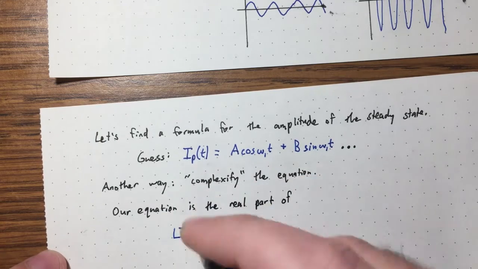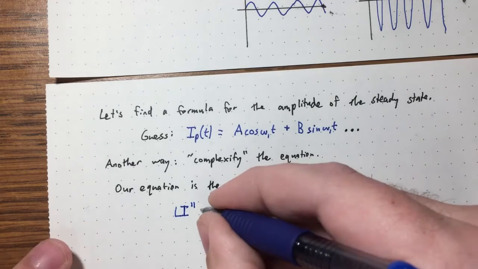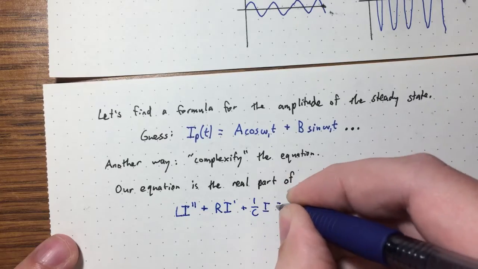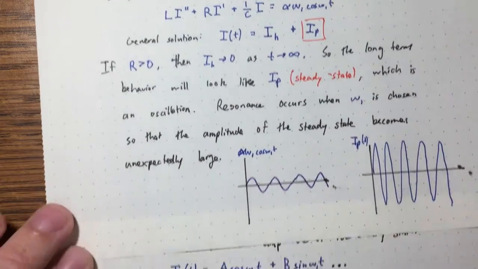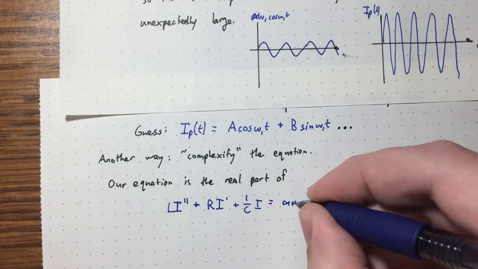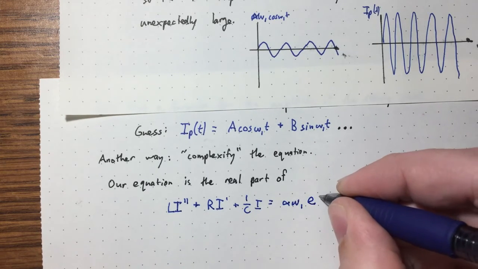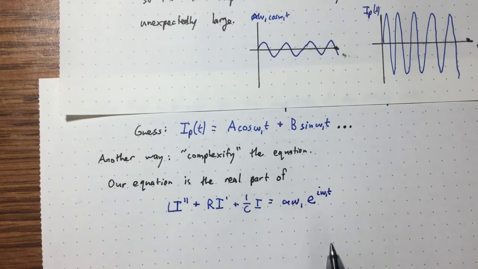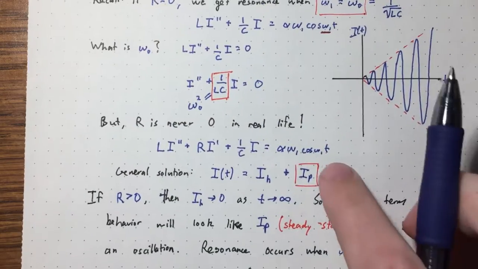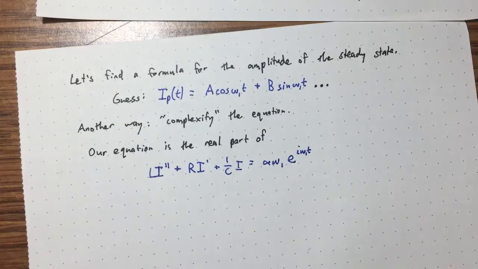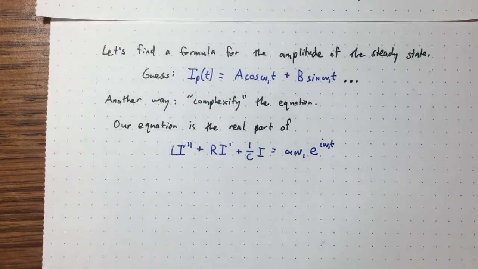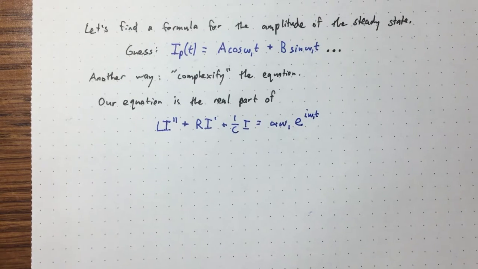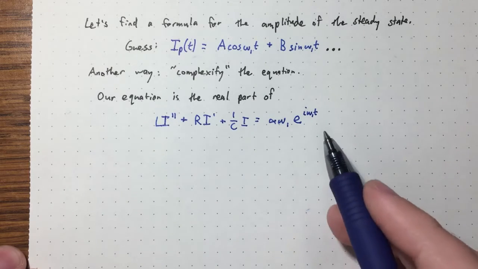It's the real part of this equation: L I double prime, where I'm now thinking of I as a complex solution to the differential equation, plus R I prime plus 1 over C I, and instead of the cosine, I'm going to put the complex exponential, alpha omega 1 e to the i omega 1 t. By Euler's formula, e to the i omega 1 t is cosine omega 1 t plus i sine omega 1 t, and so this is the real part of this complex exponential. And I'm going to solve this one instead. This is a nice method because exponentials are really nice to work with. But we should keep in mind.